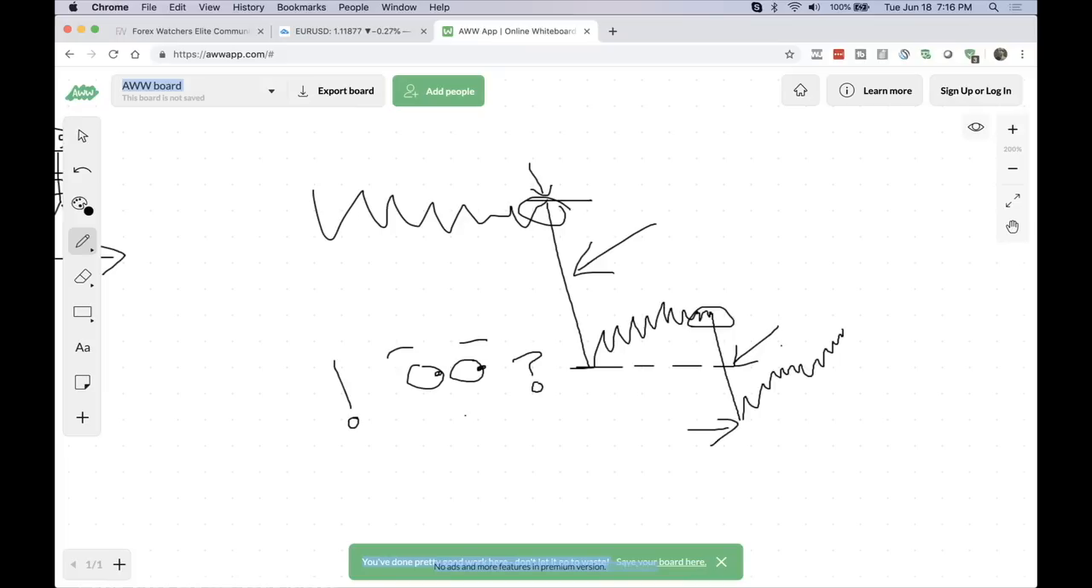Why high alert? Because when prices come down and they cannot make a lower low, which means he cannot even beat his previous record, there is a high opportunity where the initial wave can start and go up.